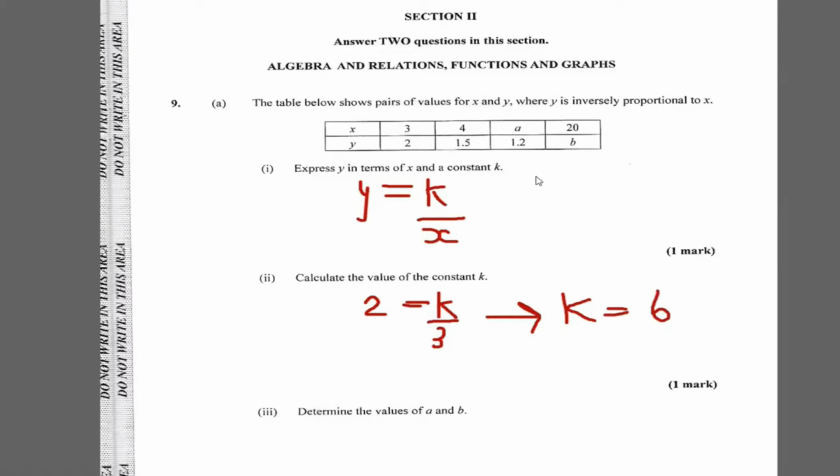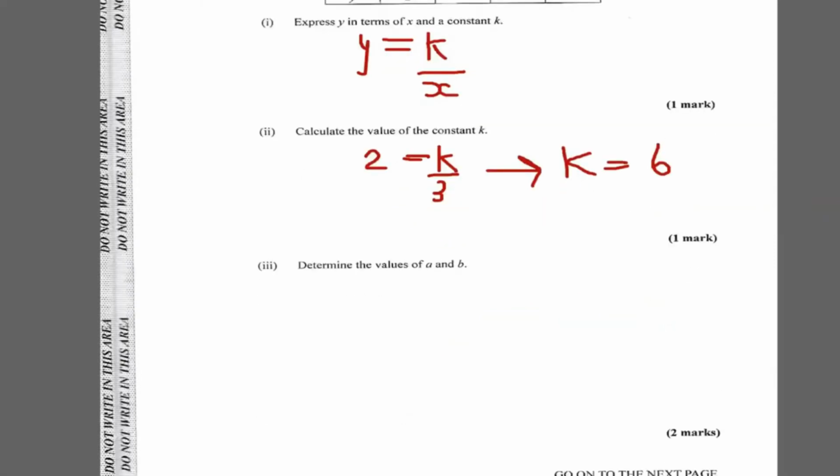When x is a, y is 1.2. So going right here, we're going to say 1.2 is equal to k, which is 6, over x. 6 over what is 1.2? That's 5. I know that 6 over 5 is 1.2. So this is telling me that x equals 5. So therefore, a is 5. A equals 5. Nice and easy.